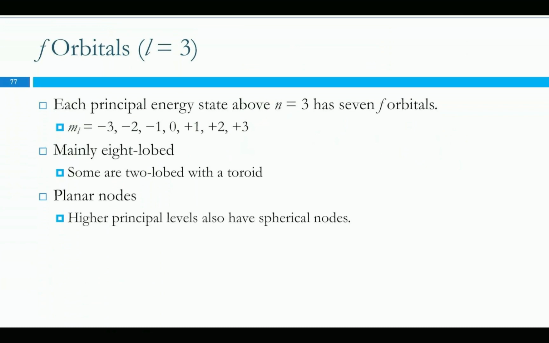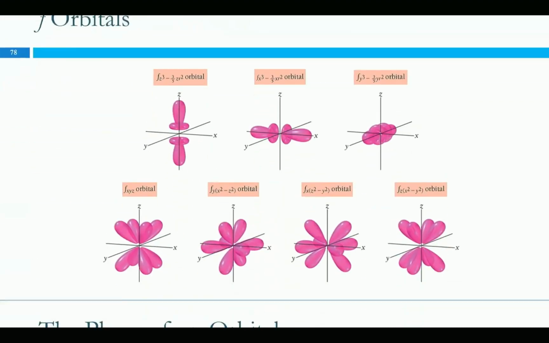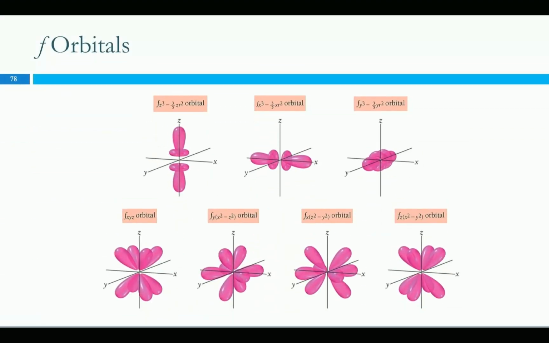F orbitals, there's 7 f orbitals, mainly 8-lobed. Some of them are 2-lobed with a toroid, and the orbitals just get weirder and weirder. Now I remember. So these are pointing out in between axes for the most part. Be very hard to draw. So those are the f orbitals.